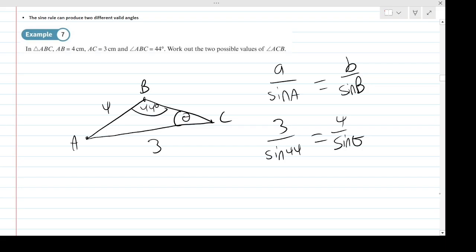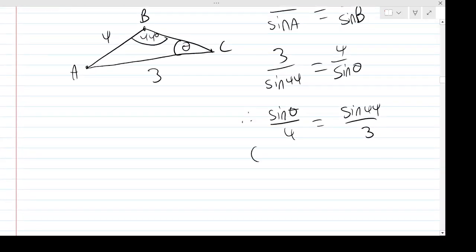So then we just solve for theta. Again, to help us, we can flip the fraction, do the reciprocal, so we can say sine theta over 4 is going to equal sine 44 over 3. Then I can times both sides by 4, or I could cross multiply. But I'll times by 4, so sine theta is 4 times sine 44 over 3.